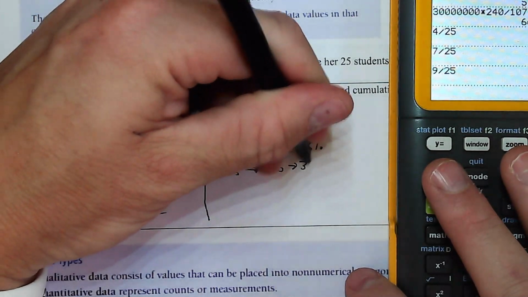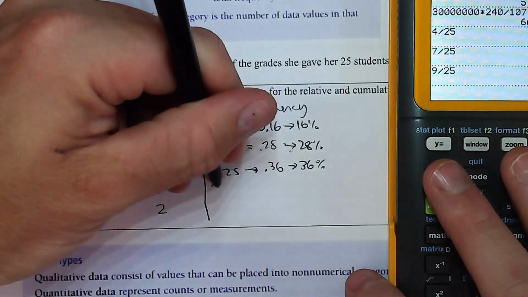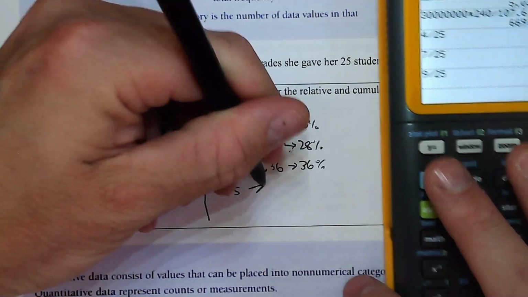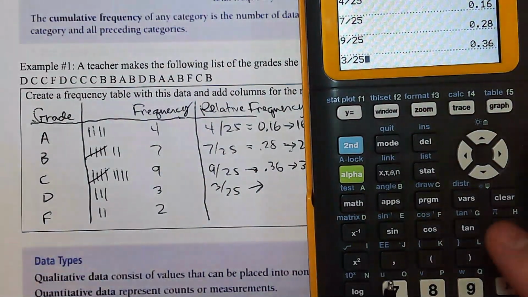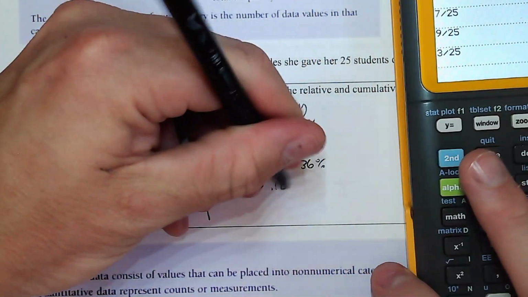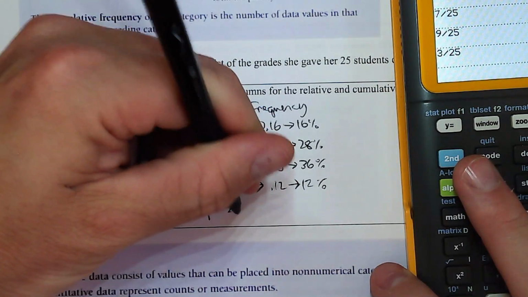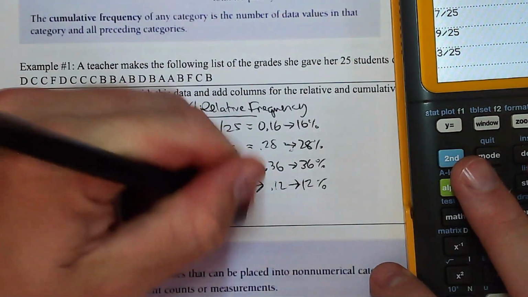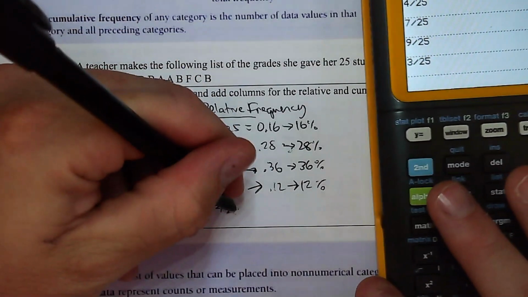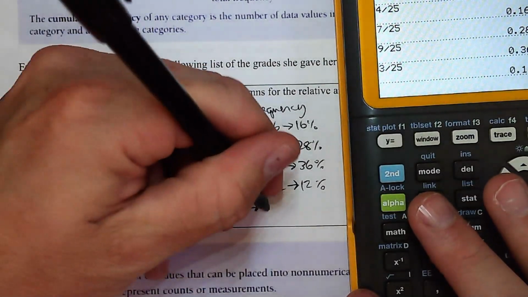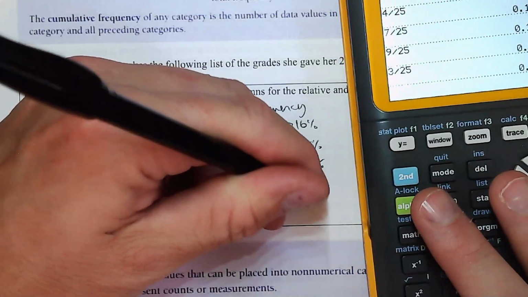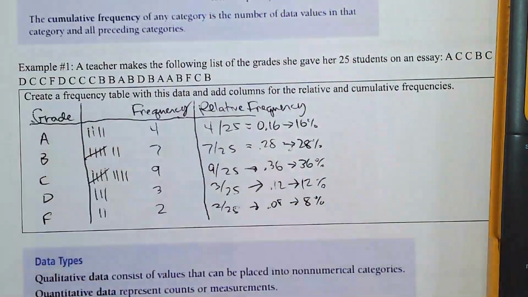0.36, 36%. Then 3 divided by 25 is 0.12, which is 12%. And then 2 divided by 25 would be 0.08, 8%. Okay, so there's your relative frequency.